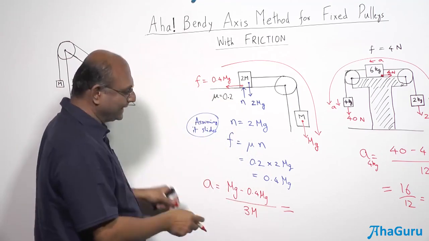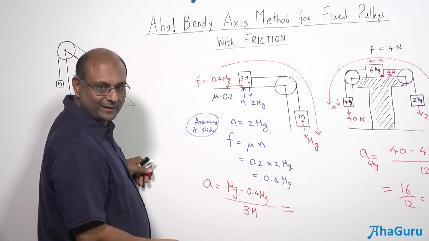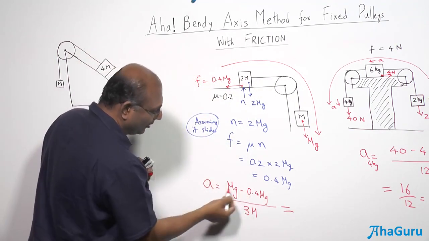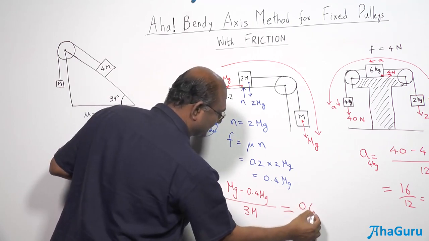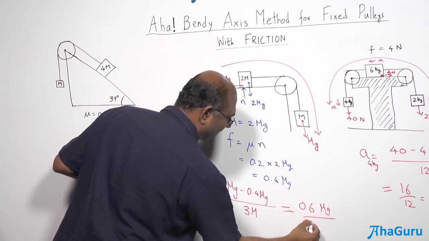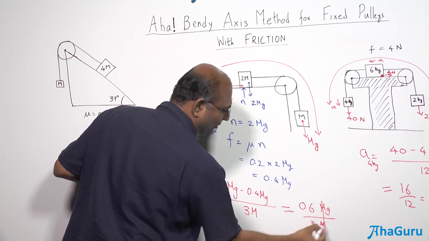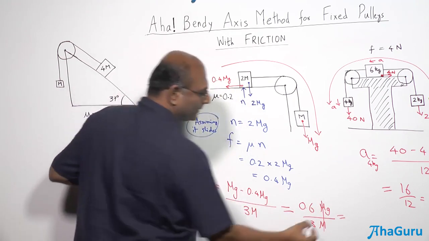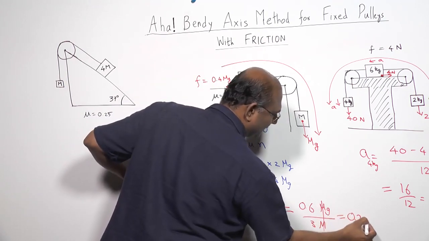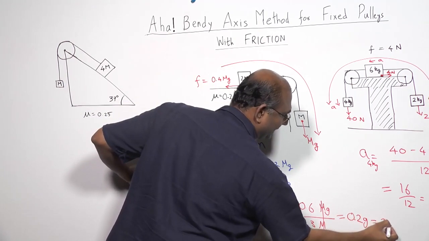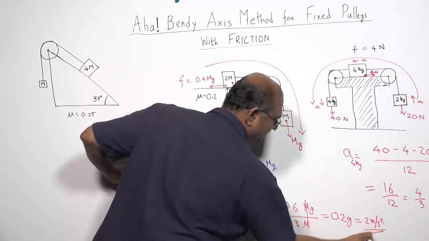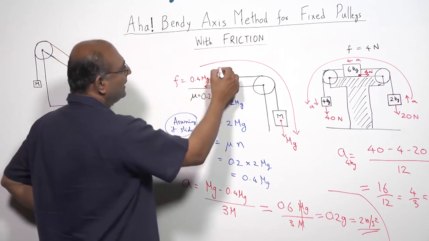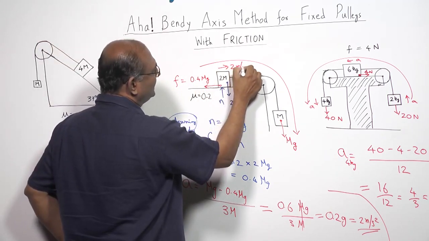So assuming it slides, is this acceleration a positive number? Is it sliding that way? Is it 0? No, right? It is a positive number. How much do you get? You get 0.6 mg by 3m. So the m cancels out. So this is going to give me how much? 0.6 by 3 is 0.2. So this is 0.2 g, and so that is 2 meters per second square. So we've got the answer to this question. This is accelerating at 2 meters per second square.